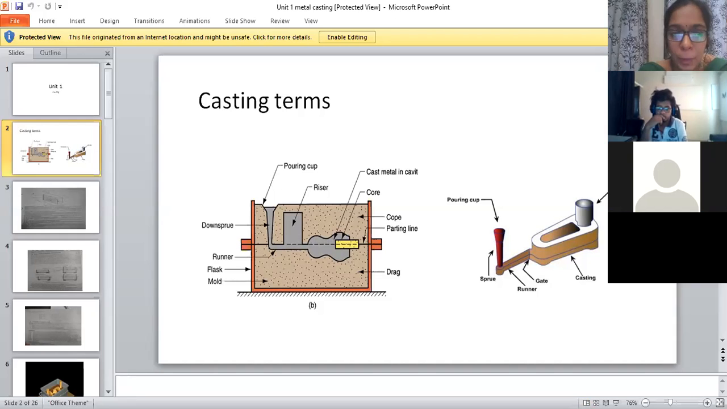This is the molding procedure. We had done one experiment. Remember? Please wave your hands. Wave your hands, right? Yes, ma'am. Okay.